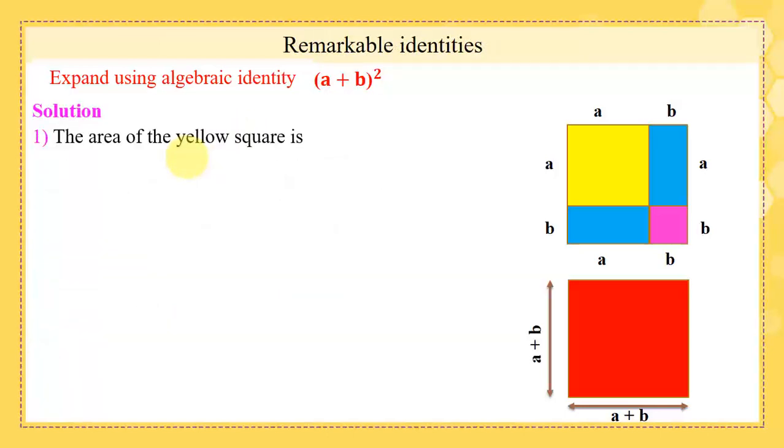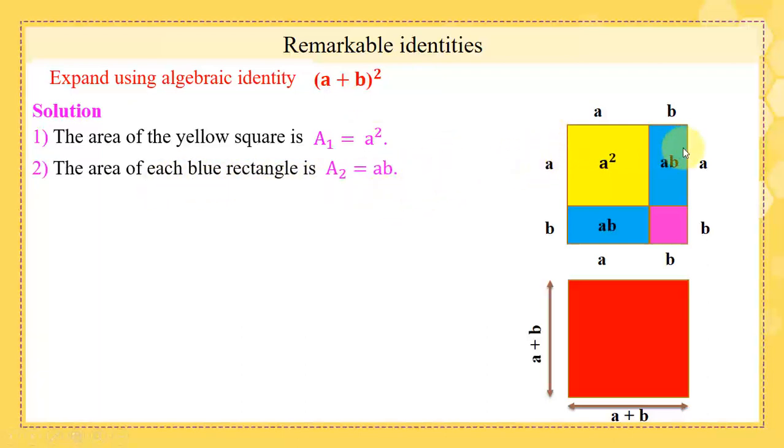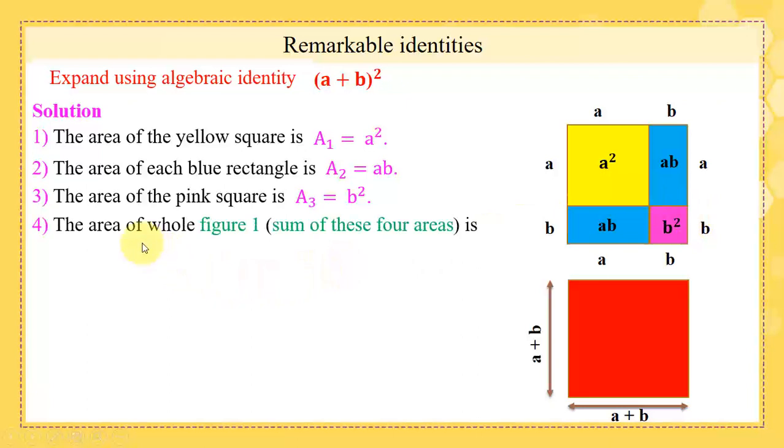The area of the yellow square is equal to a squared because the area of a square is equal to side squared. The area of each blue rectangle is equal to a times b, length times width. The area of the pink square is equal to b squared since it is equal to side squared. The area of the whole figure is equal to the sum of these four areas. Area of figure 1 is equal to a squared plus ab plus ab plus b squared. Of course, we repeated ab twice because we have two rectangles having the same dimensions.